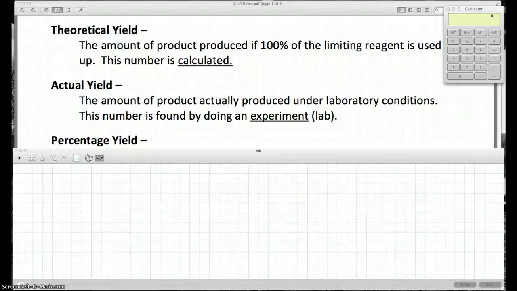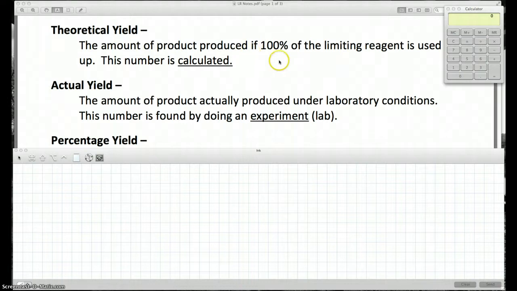Okay, last chapter 9 video here, and I just want to quickly cover theoretical yield, actual yield, and percentage yield. Theoretical yield is the amount of product produced if 100% of the limiting reagent is used up. And this number is calculated. We use stoichiometry to calculate the theoretical yield. It's like the amount of product we can make theoretically in a perfect world.